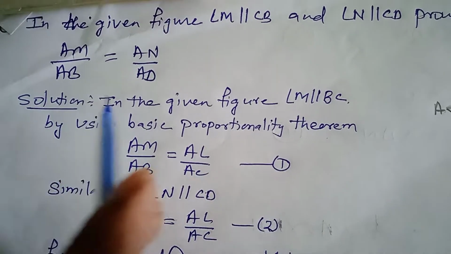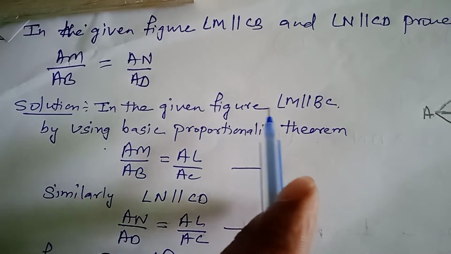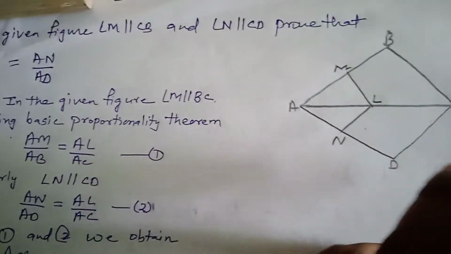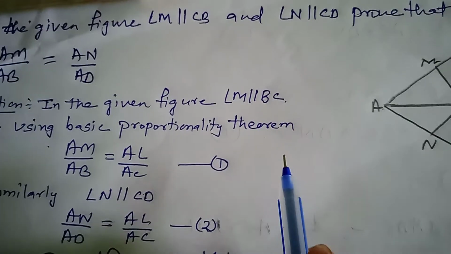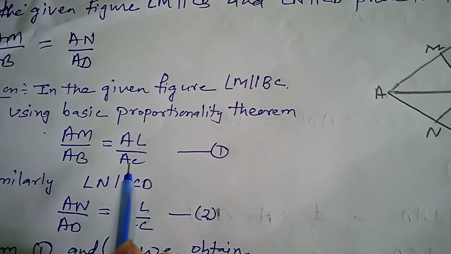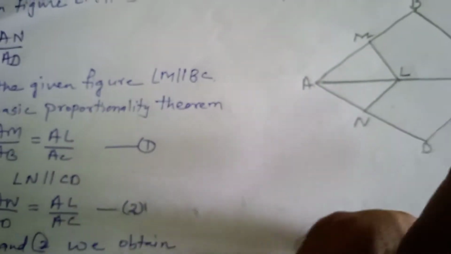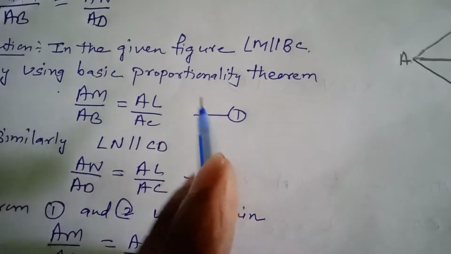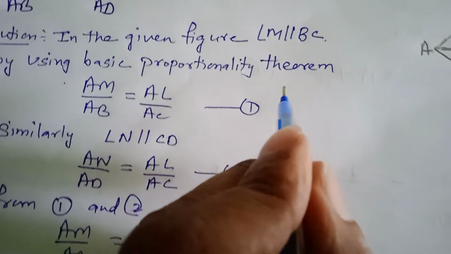Solution is like this. As per the given information in triangle ABC, LM is parallel to BC. We can see clearly in the figure LM parallel to BC. According to the basic proportionality theorem, AM upon AB equals AL upon AC. Point number 1. We can write the reason in brackets also: according to the basic proportionality theorem.